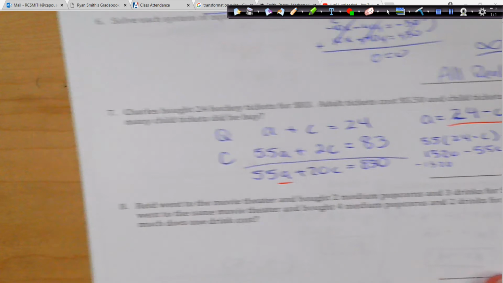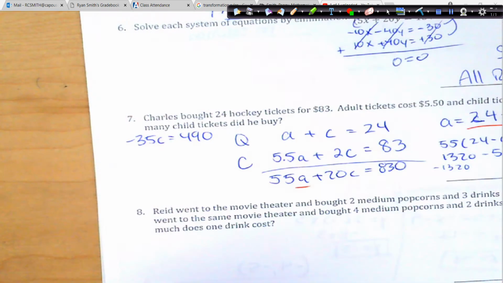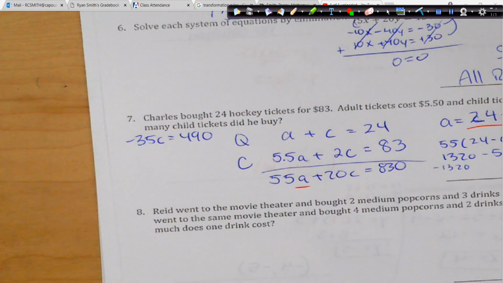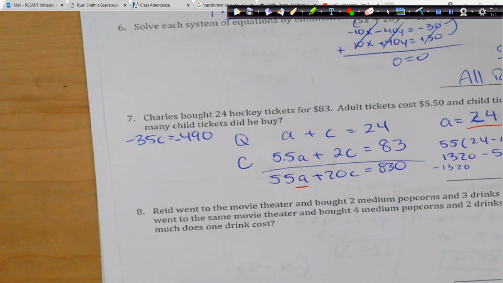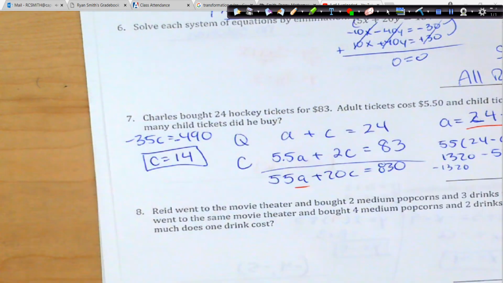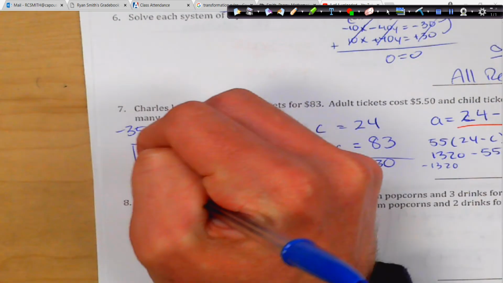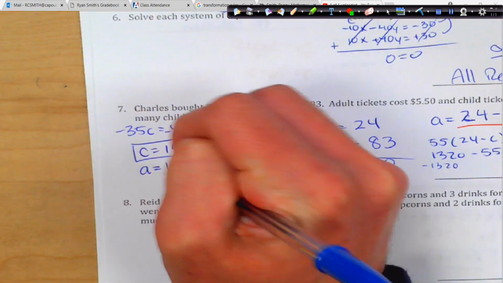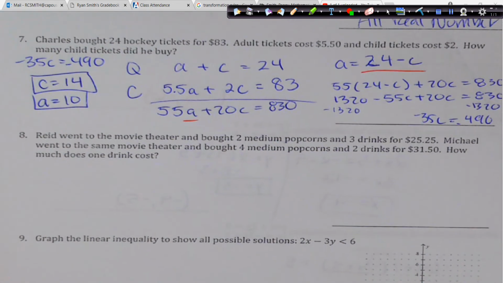Okay, so let's come over here. Negative 35C equals 490, and then I'm going to divide. That's a negative 490, by the way, by 35, and hopefully we get a positive number, which we do, of 14. And if there's 24 tickets, then we just have to figure out how many adults. Well, 14 plus what gives me 24, and that's going to be 10. So we somehow managed to fit it all in, which is good.